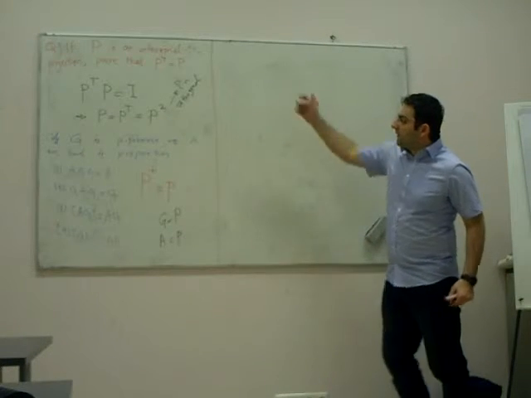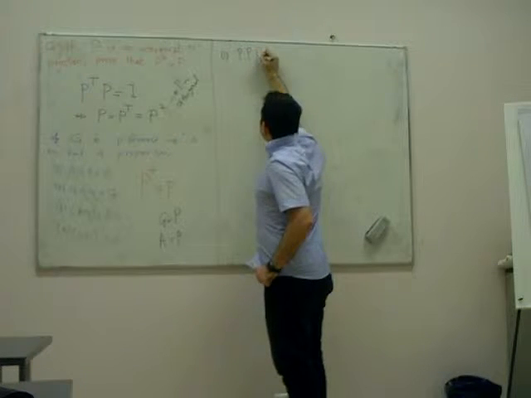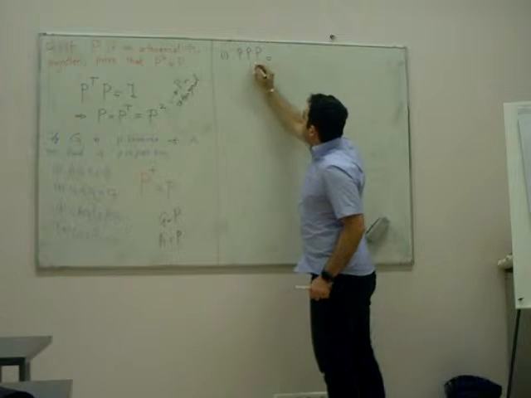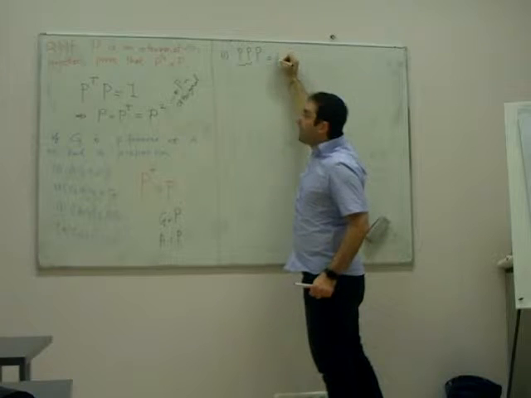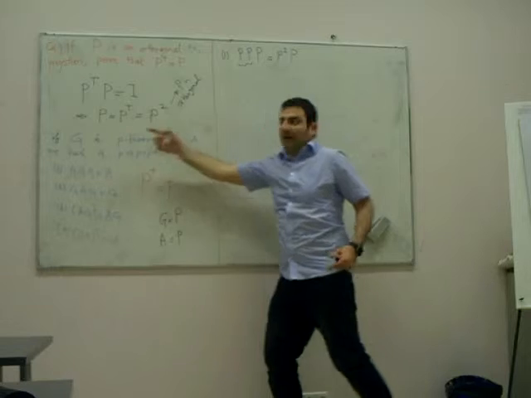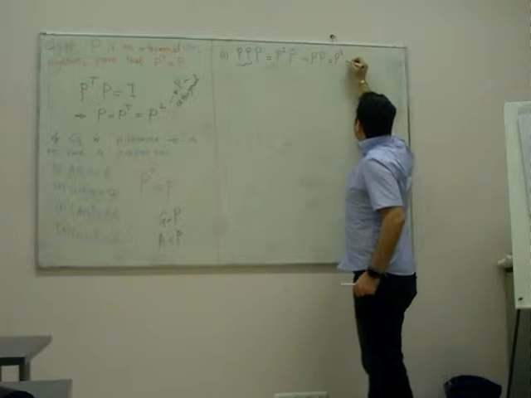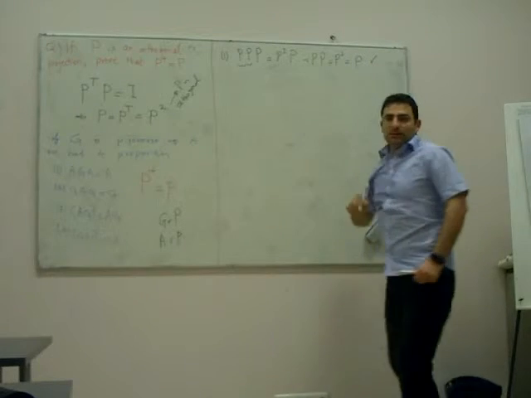Right? So let's see. Property number 1. P multiplied by P multiplied by P is equal to, what is this one? P squared P. But what is P squared? It's P. So it's P multiplied by P, so it's P squared again, which is P. So first one, satisfied.